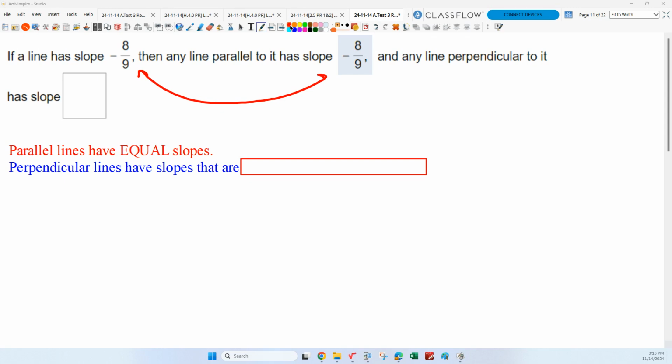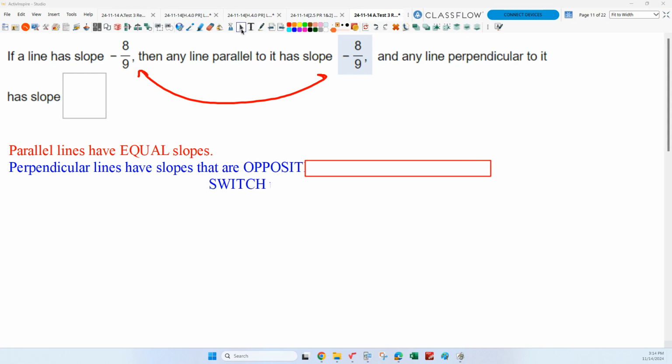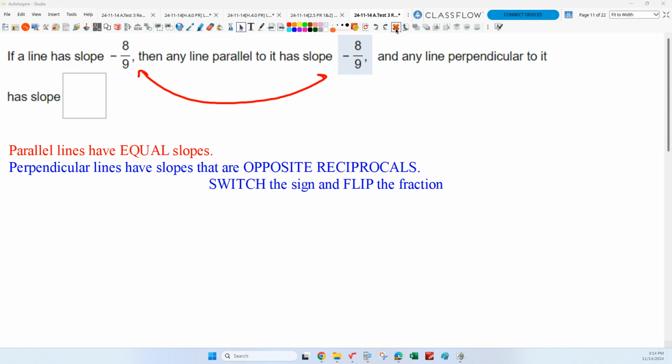Okay, so yeah, perpendicular lines have slopes that are opposite reciprocals. And so what does that mean? Everybody do this with your hands. We're going to switch the sign, flip the fraction, right? You got to do two things. So then what do we end up with? If our line has a slope of negative 8/9, a perpendicular line would have a slope of positive 9/8. There you go. Perfect. Okay.